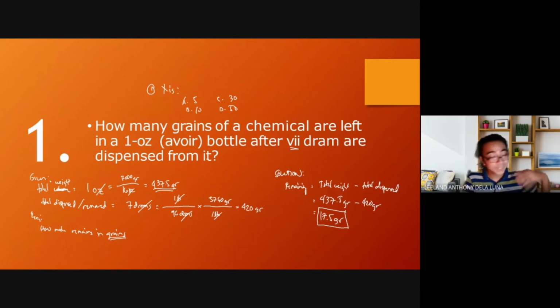Right? So, again, class, in this case, so 7 drams. Yun lang naman. So, convert all units into something that you can cancel or something that is uniform throughout all of them. Okay, so sabi natin, since in grains ang kailangan natin, convert natin lahat in grains. Right, so 1 ounce, convert natin to grains. So that's 437.5 grains. 7 drams, convert natin to grains, which is equivalent to 420 grains. So it's just a simple subtraction na lang.